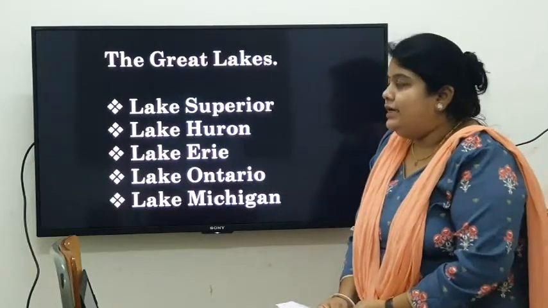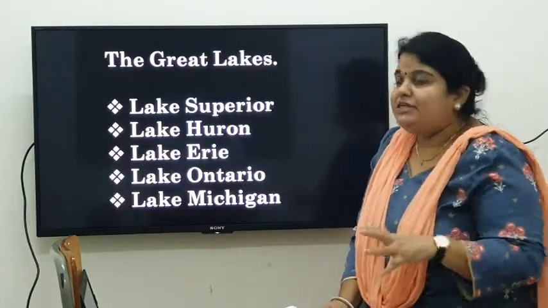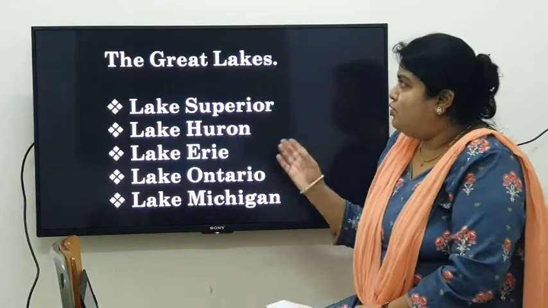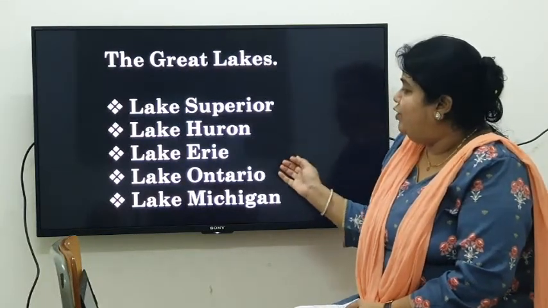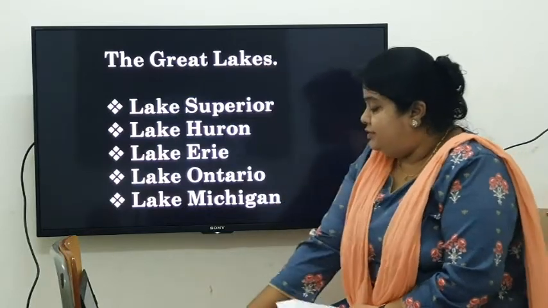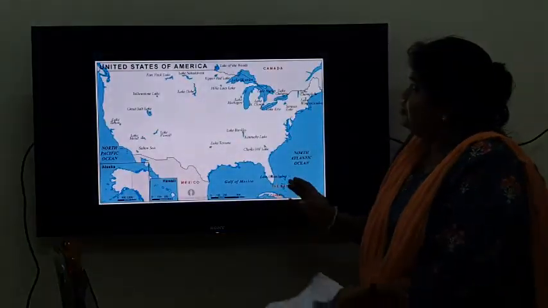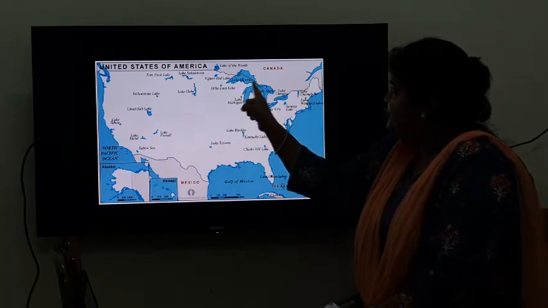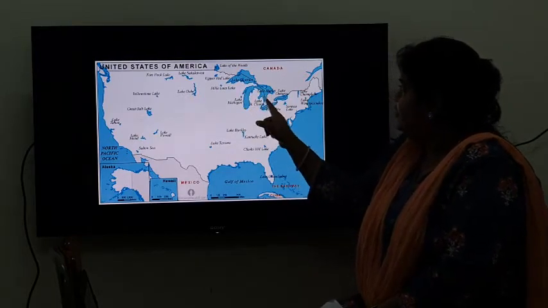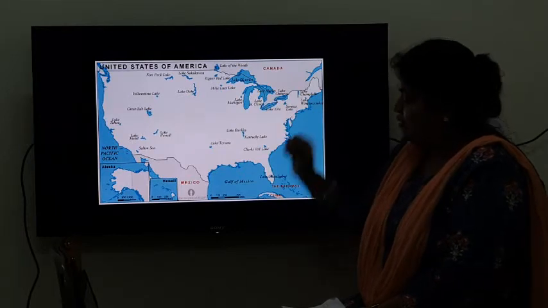Coming towards the Great Lakes, there are n number of lakes, but the major lakes are 5 in number, and these are known as Great Lakes. That includes Lake Superior, Lake Huron, Lake Erie, Lake Ontario, and Lake Michigan. So this is a map showing the location of these important lakes. So this is your Lake Superior, Lake Michigan, Lake Huron, Lake Erie, and Lake Ontario.